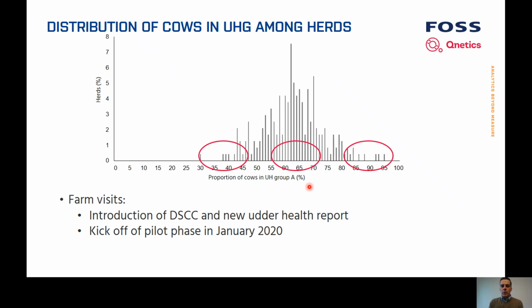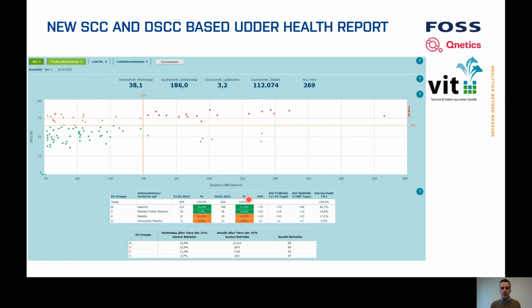So what we did was we picked farms from each of these groups, visited them, and introduced the DSCC parameter and a new udder health report, which I will explain on the next slide. And then we kicked off a pilot phase with the farms back in January 2020. This is the new SCC and DSCC based udder health report.